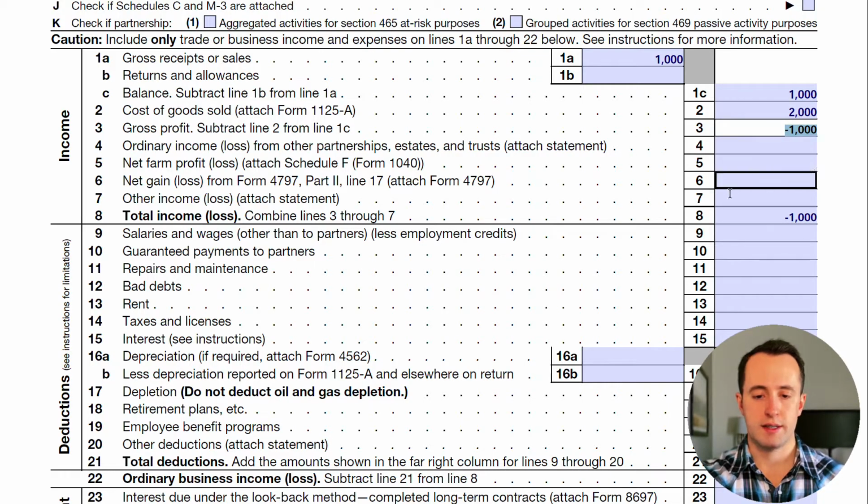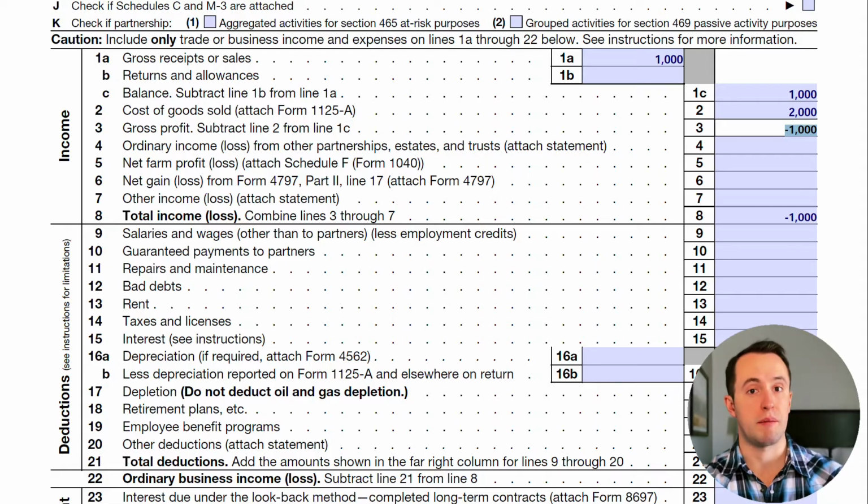Lines 4, 5, 6, 7 are not going to be applicable to most people, but just kind of touching on them. Ordinary income or loss from other partnerships. Net farm profit, if you're not a farm, you don't care. Net gain or loss from Form 4797. If you don't know what that is, it's not going to be applicable. And then other income or loss. All of these will be explained in the 1065 instructions, so make sure you read through that to see if they do actually apply to you.